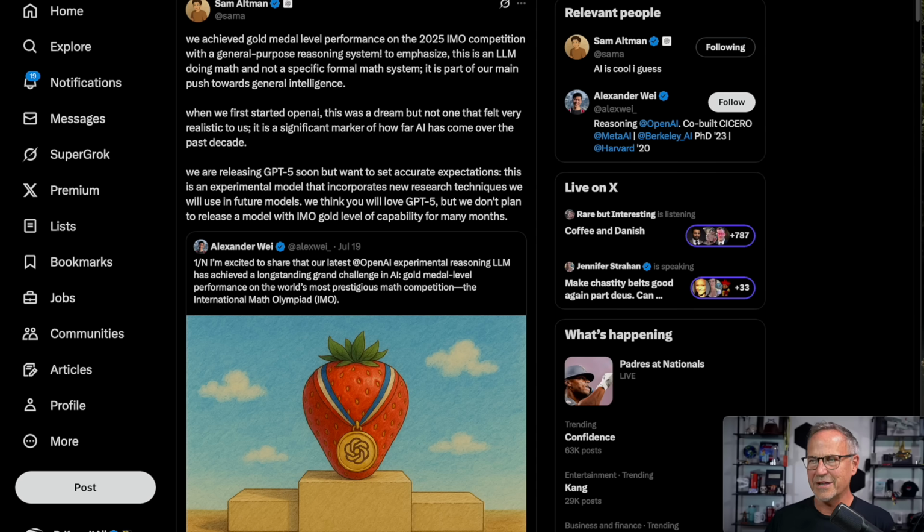It is a significant marker of how far AI has come over the past decade. We are releasing GPT-5 soon, but want to set accurate expectations. This, the thing that got the gold medal in the IMO, is an experimental model that incorporates new research techniques we will use in future models. We think you will love GPT-5, but we don't plan to release a model with the IMO gold level capability for many months. Sam, in other places, has said he's worried that people just won't be able to handle the model that good. So that's a little bit scary that that's what he's saying about that.